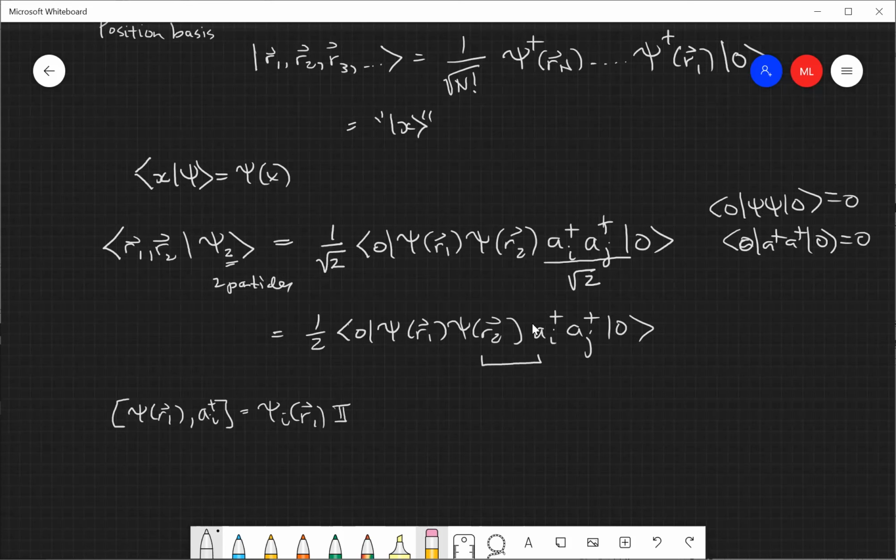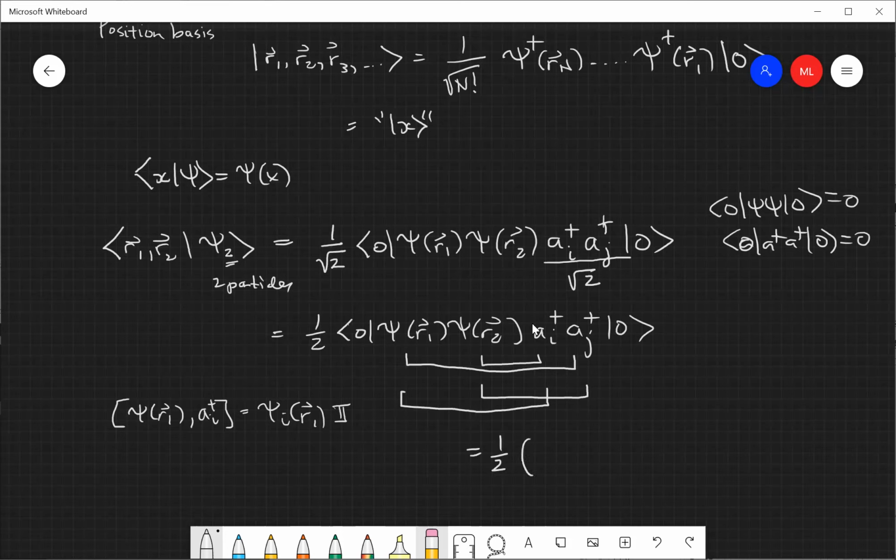So the only contractions you get are these two, and also the opposite ones, where this psi gets contracted with this one and this one gets contracted with that one. So what do you get? Each of those contractions will just contribute a single factor, a wave function.